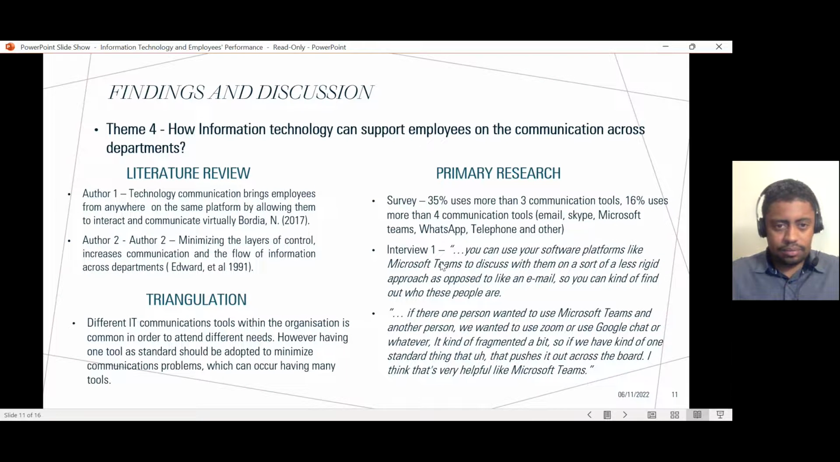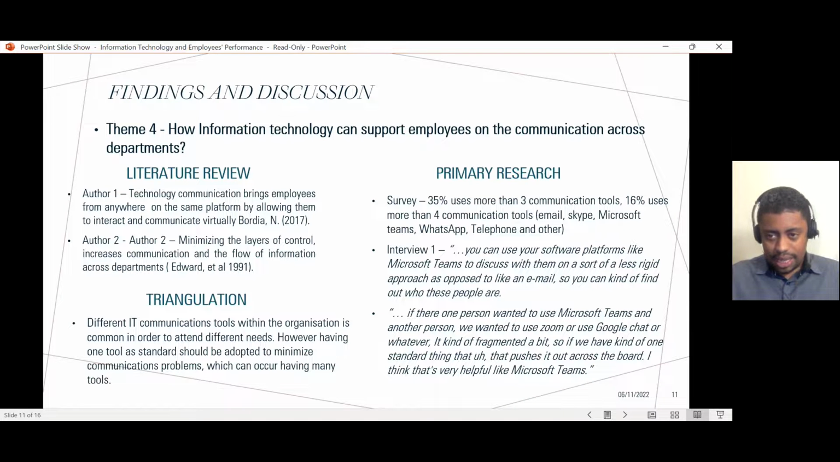The fourth thing is how information technology can support employees on the communication across departments. So the literature review says that technology communication brings employees from anywhere on the same platform by allowing them to interact and communicate virtually. And yes, my primary research supports the literature review, and different IT tools within the organization are common in order to attend different needs. So it is important and it supports the employees' communication.